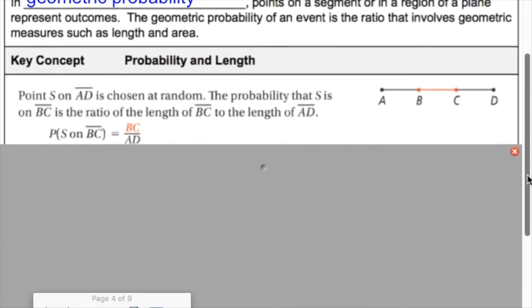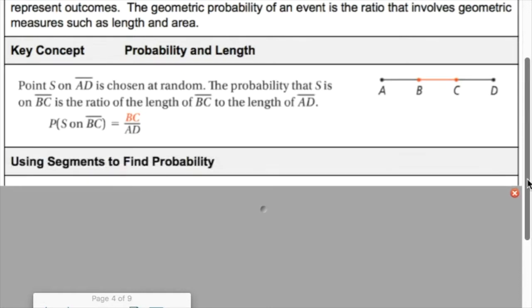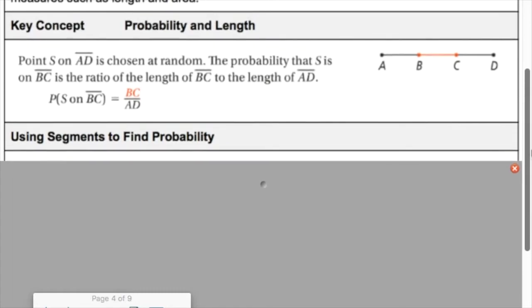So in geometric probability, points on a segment or in a region of a plane represent outcomes. So you can find geometric probability by finding a couple areas. So we're going to get a total area and then the area that's shaded or the area that we want. Same thing here, we can use number lines. That's one way we could use a geometric setup for a probability problem.